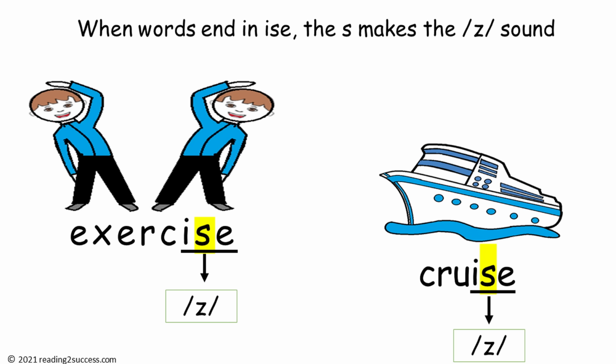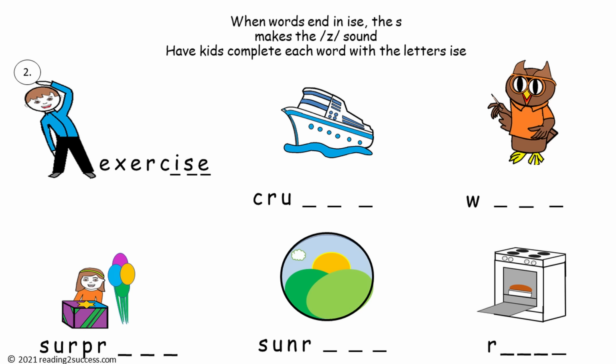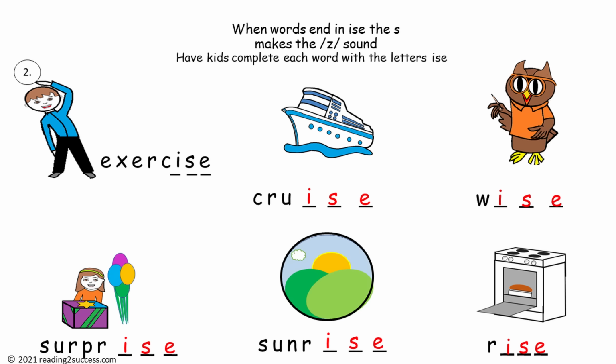Now introduce Rule 2 to kids. When words end in ISE, the S makes the Z sound, as in exercise and cruise. Now have kids complete each word with the letters ISE. And this is a completed example.